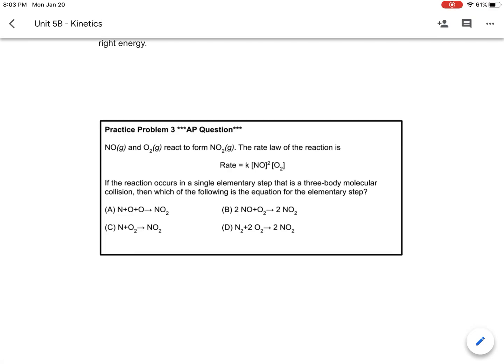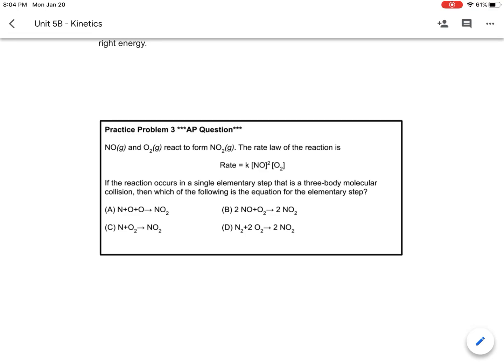Now B says 2NO plus O2 produces 2NO2. Now that does line up with the orders that we see in the rate law. So it makes B a pretty good contender. And everything is balanced in it, which makes B an even better contender. But let's double check and make sure that C and D don't have anything better. C, again, does not contain nitrogen monoxide, so therefore it cannot be the correct balanced equation. And D, again, does not contain nitrogen monoxide, so it cannot be the correct answer. So B is our correct answer.